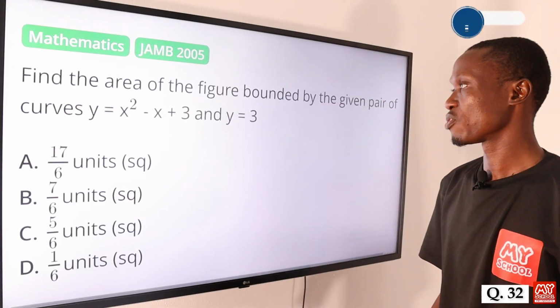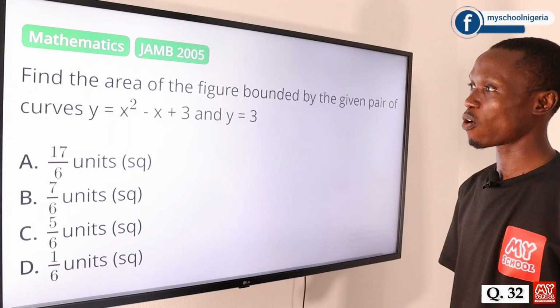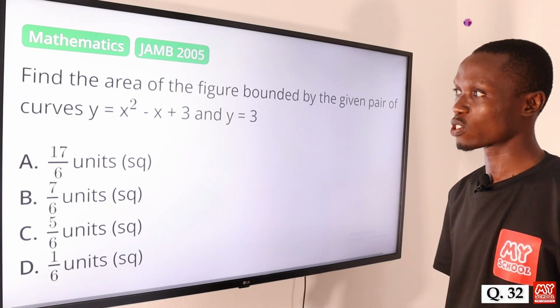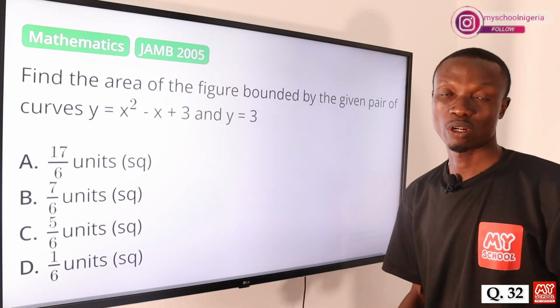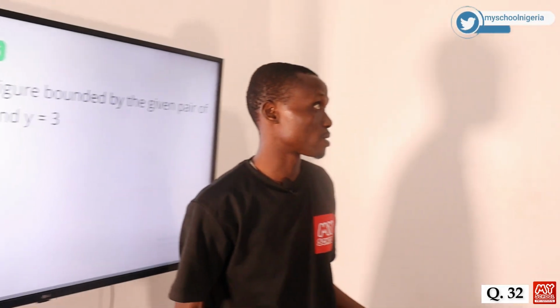Question 32. Find the area of the figure bounded by the given pair of curves. y is equal to x squared minus x plus 3, and y is equal to 3. So let's move over to the board to provide the answer to this question.